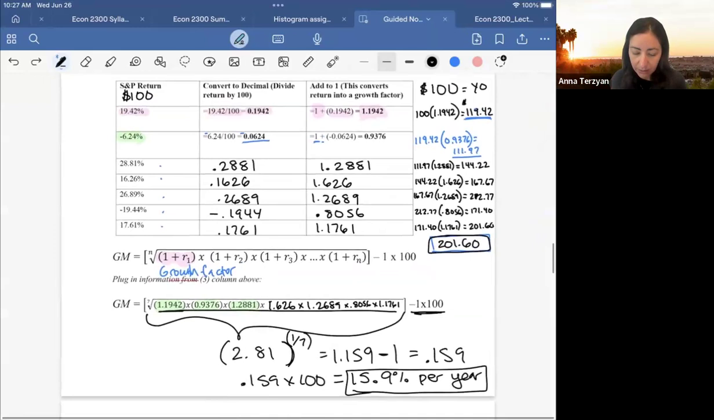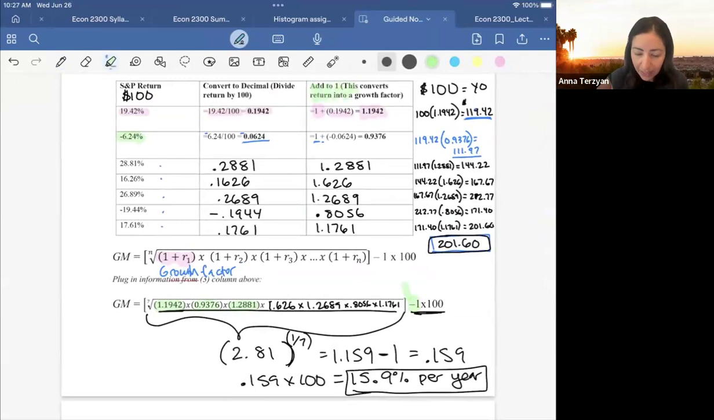Okay, so notice what this equation does. You take the seventh root of that product, you subtract 1 to basically undo that step where you added 1, and then you multiply by 100 to undo the converting to decimal step. And then you get back to an actual rate of return at that point. Okay, so the annual growth is 15.9%, the average annual growth.